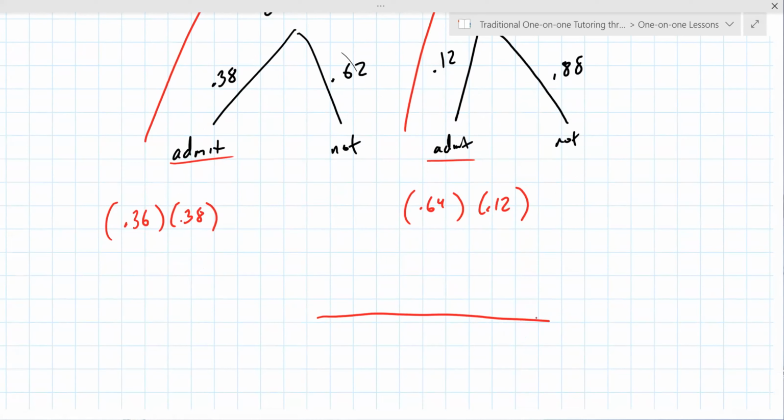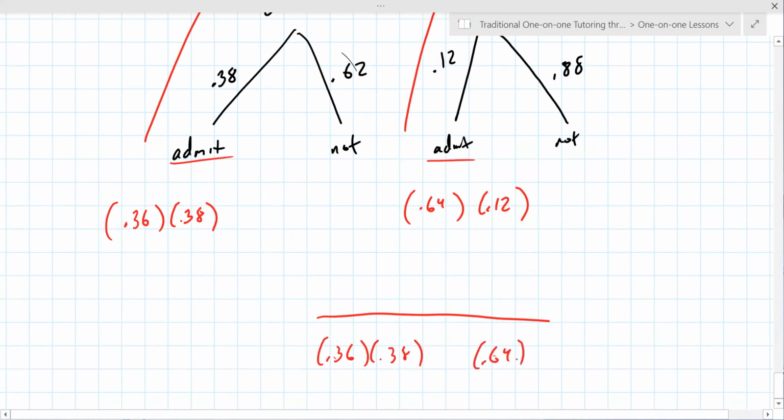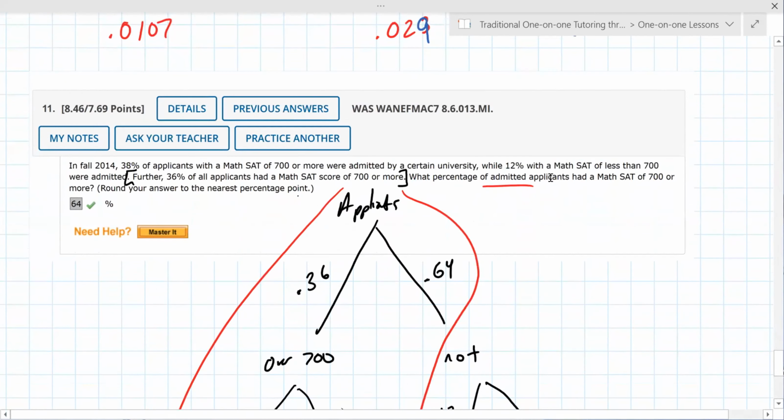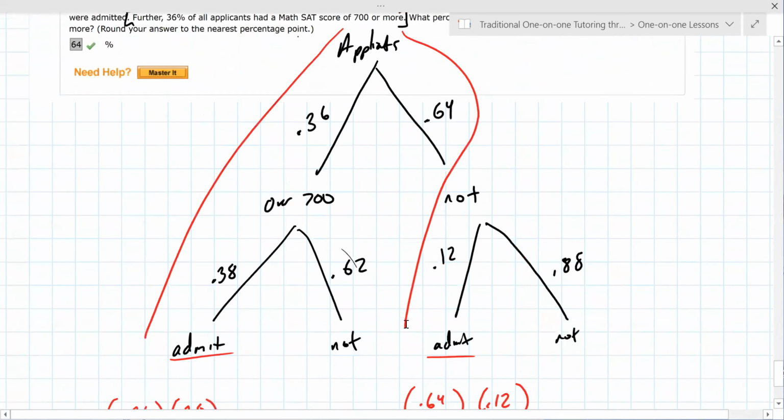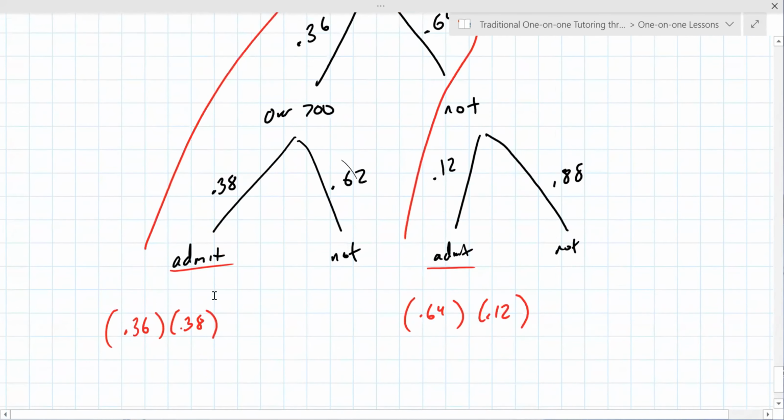So the admit part goes on the top, correct? Well, it depends. No, they're both admit. Both of these numbers are going to go down here on the bottom. In fact, you can even write that, because the question says, what percentage of the admitted applicants had a math SAT of 700 or more? So we want the path that was 700 or more. So this one on the left here is the 700 or more, and so that goes in the numerator.